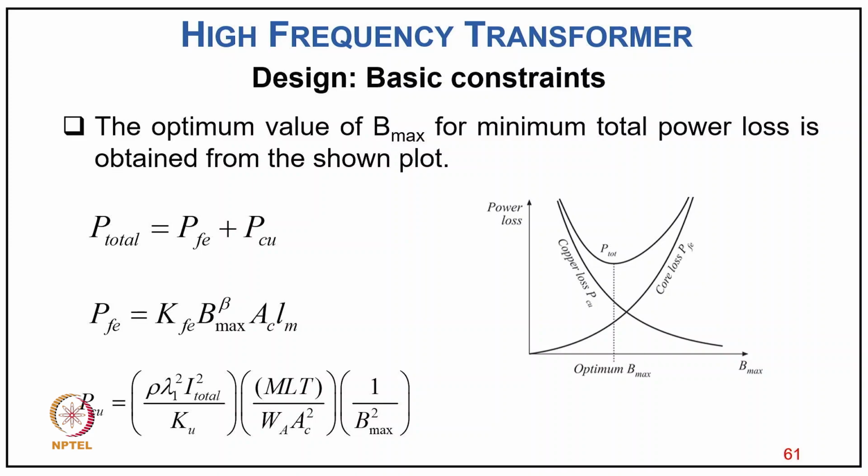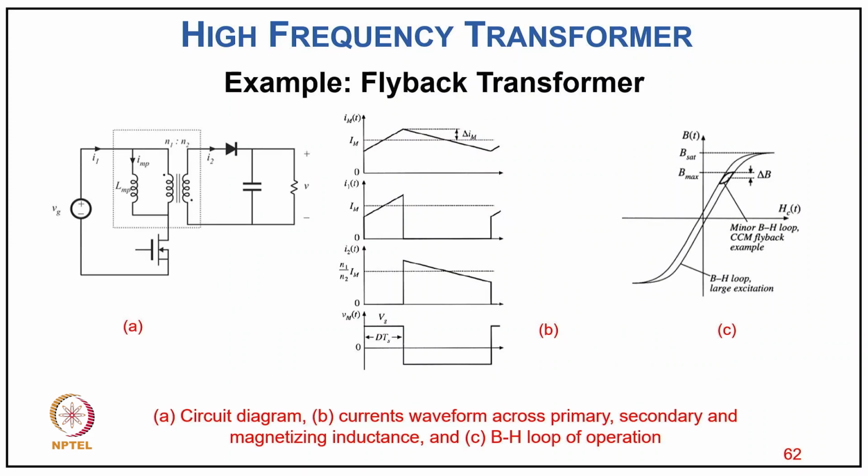P total equal to Pfe plus Pcu, and Pfe equal to Kfe Bmax beta Ac lc and Pc equal to in bracket rho lambda 1 square I total square upon Ku MLT upon Wa Ac square into 1 upon Bm square. And as you can see in the diagram, how your copper loss changes and how your core loss changes and how you get the minimum total loss for the design of this transformer. So, now coming to an example of a flyback transformer.